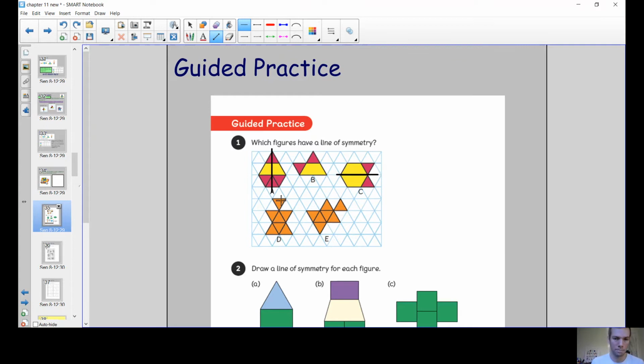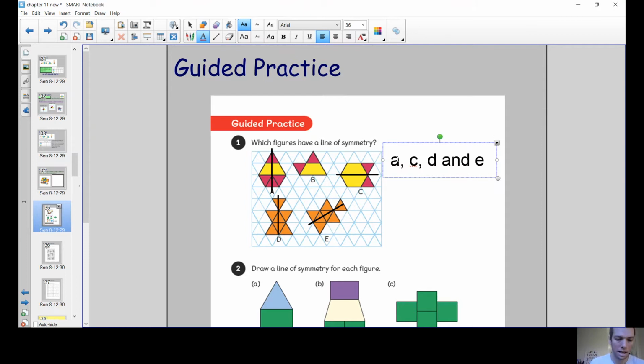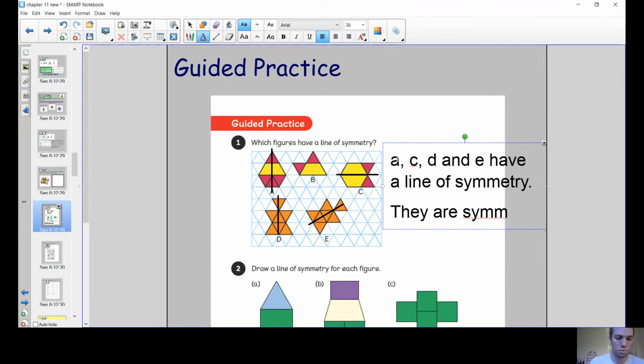C has a line of symmetry. D has a line of symmetry. And E is the same as D, but just on its side. So this again has a line of symmetry. Which figures have a line of symmetry? A, oops, 1A, C, D, and E have a line of symmetry. They are symmetrical. There we go.